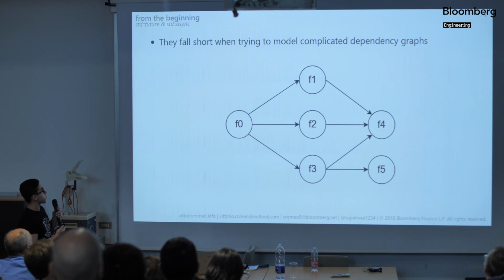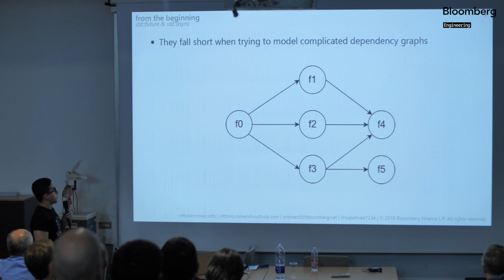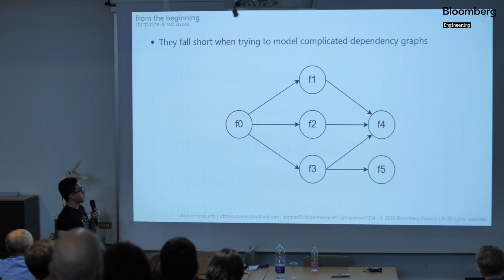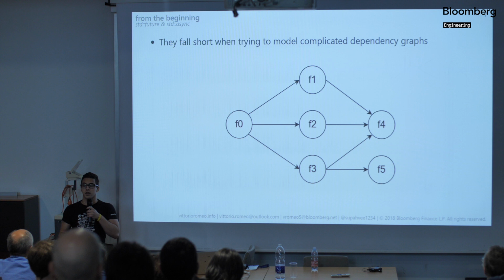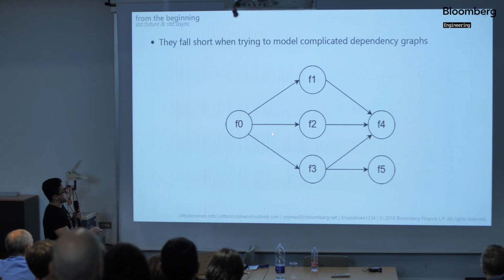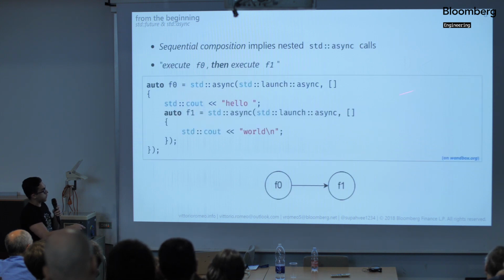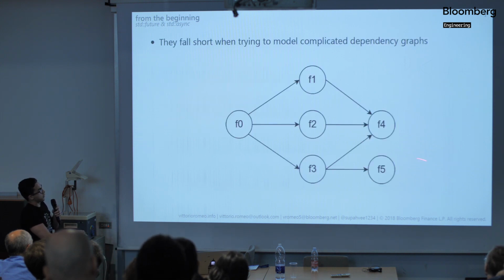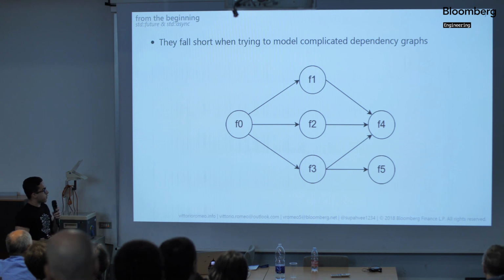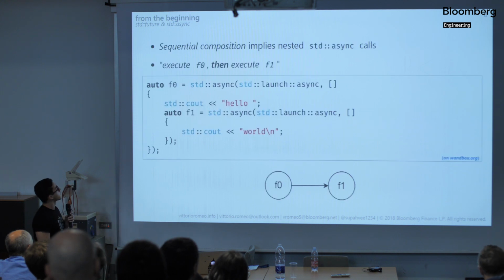However, the problem is when you have a graph that has some dependencies and some more complicated control flow, it's really hard to represent it by using a std::async and a std::future. As an example, maybe you want to start with an action F0. When this is done, in parallel, you want to spawn F1, F2, and F3. And then when these three are done, you want to spawn F4, and then at the same time also F5. So this kind of very complicated graph is hard to represent with those abstractions because they do not provide any way of attaching continuations or of representing dependency chains.